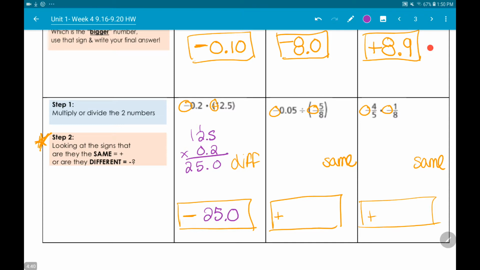I'm going to use a calculator for my second one, just to save us some time. I'm going to change this to a decimal first. So I get 0.625. Then when I do that, it's a little easier in my calculator.